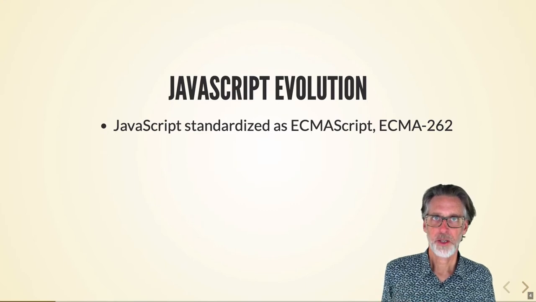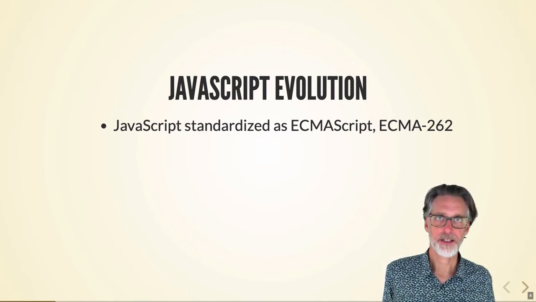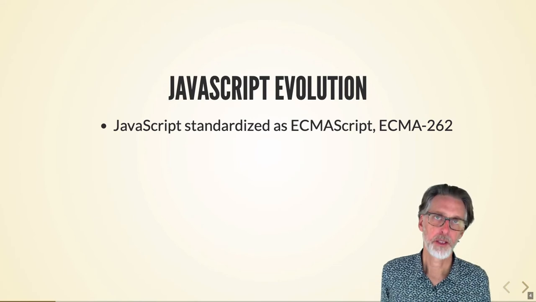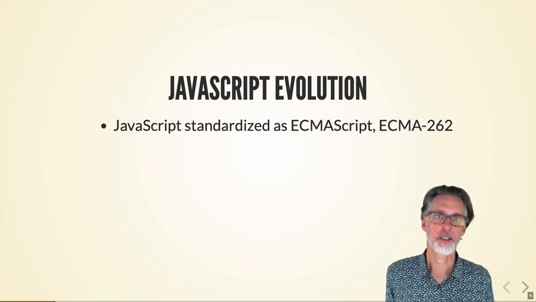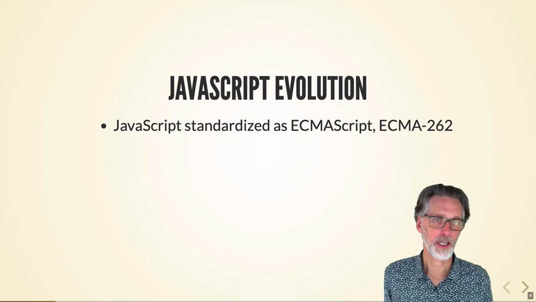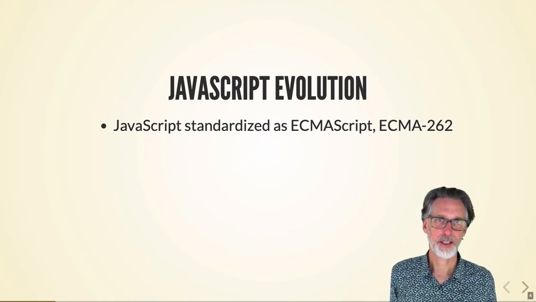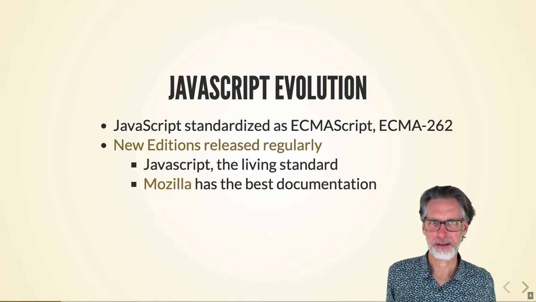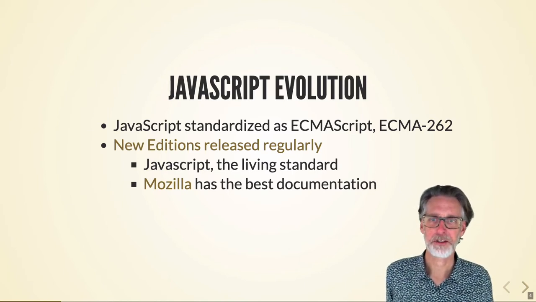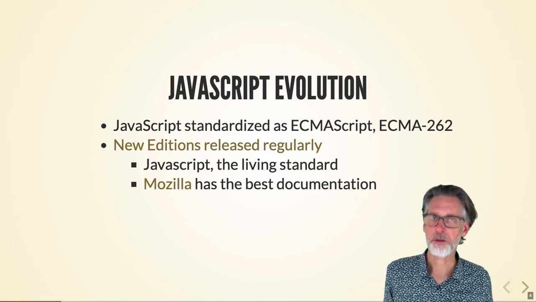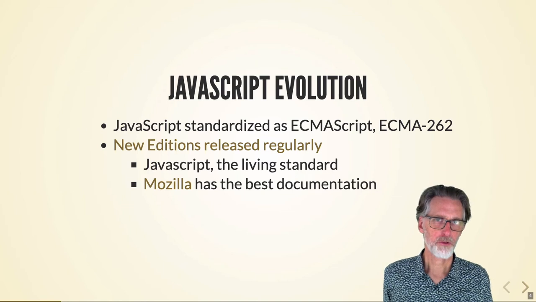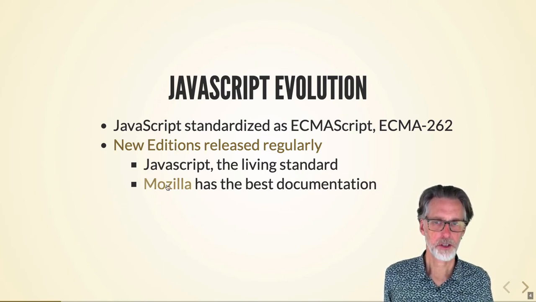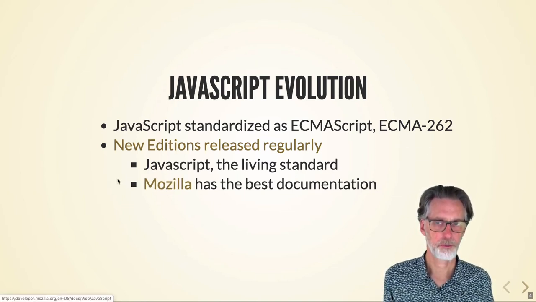JavaScript eventually won the contest to see what language would dominate the web, and it was standardized and has the relatively awful name ECMAScript. ECMA is a standards body that I believe only does this. It just publishes JavaScript standards. They're updated very regularly now. Every year or so you'll find a new standard. If you want to go look for documentation on JavaScript, I suggest you go to Mozilla. They have by far the best sort of online reference to the language.